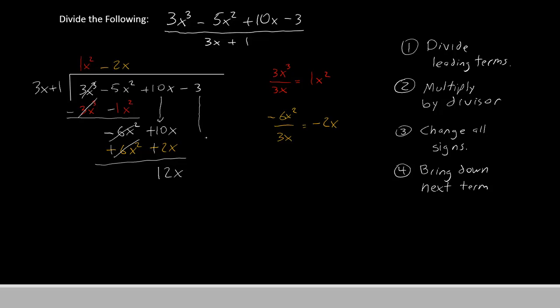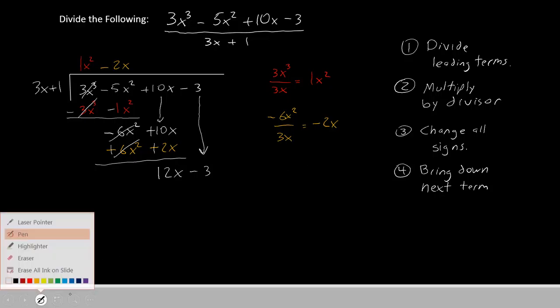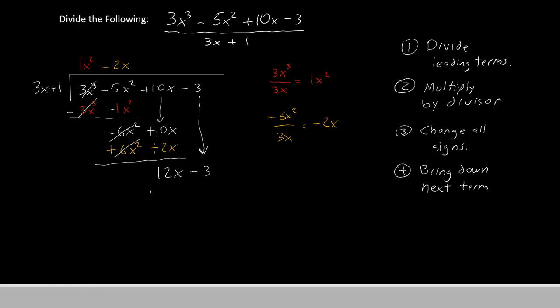Now for the fourth step, bring down the next term. So we'll have 12x minus 3. After we bring down the next term, we go back to the top and divide the leading terms one more time. Our leading term now is 12x, and we divide by the 3x. 12 over 3 is 4, and x divided by x cancels out, so we have just 4. Second step, multiply the 4 times the divisor. 4 times 3x is 12x. 4 times 1 is 4.